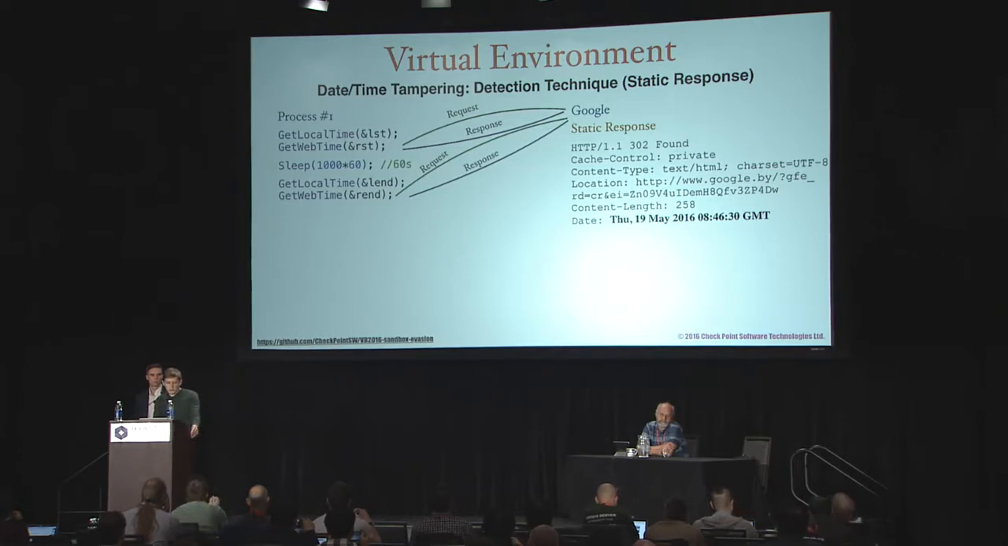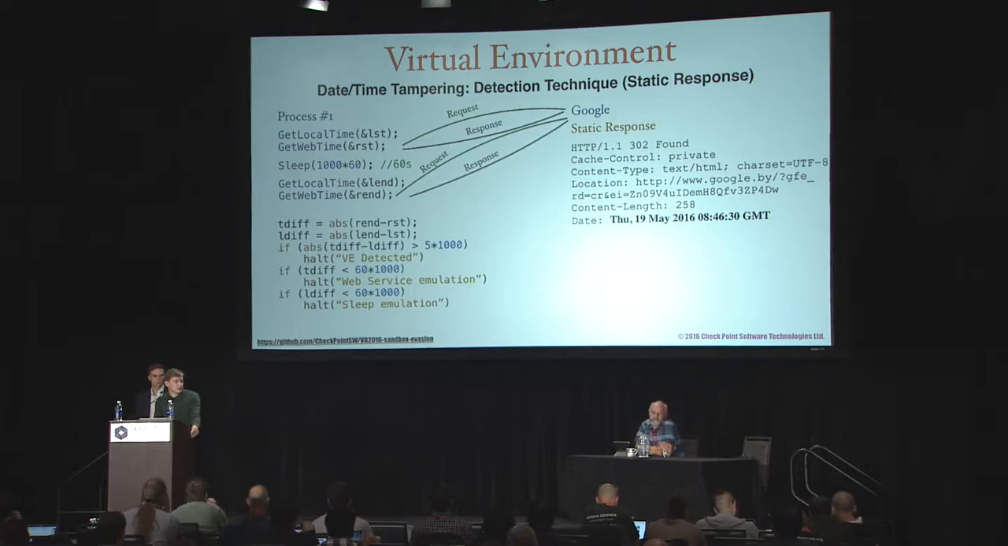So we can assume that if the difference between the web time and the local time is more than 5 seconds, then most likely we're running in a virtualized environment. It can be either emulation of web services or the sleep skipping technique. Also, we can tell more specifically what happened here by executing 2 additional checks. If we observe that the time delta between the first and second function calls is less than the 60 seconds that we've tried to sleep initially, most likely something is emulated, either web services or sleep.